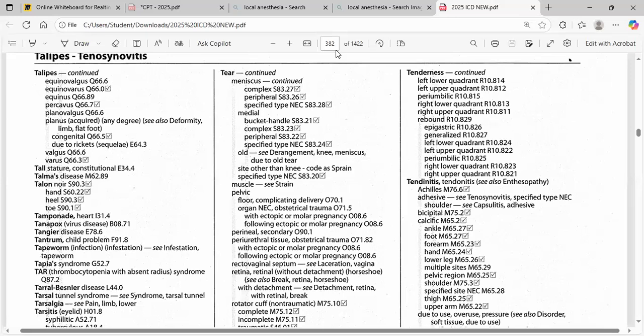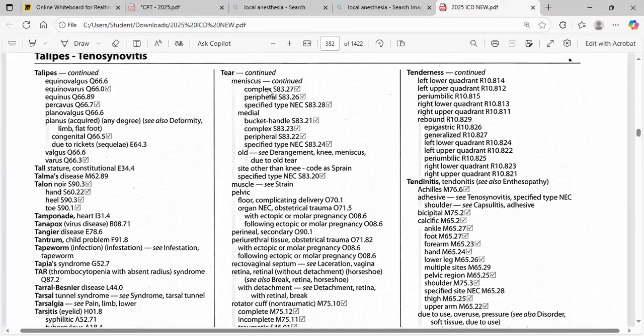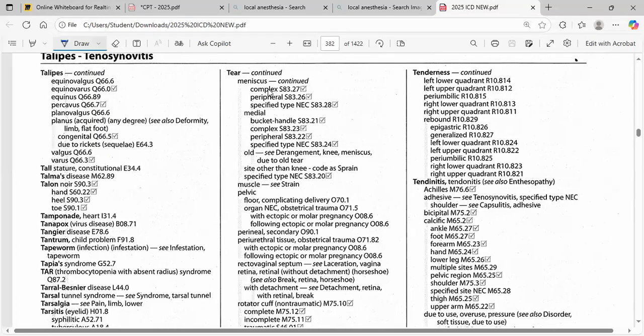Here we go. Here we have the tear. So patient having the tear of the medial meniscus, and that is old in nature. So under the tear, we have to refer meniscus, and in the meniscus we have the option for the old. If we refer the old in the manual, it says see derangement, knee, meniscus due to old tear. So see means that we have to refer the different term in the manual to find out the code. So based on this, we have to refer derangement followed by knee, meniscus, and then due to old tear.